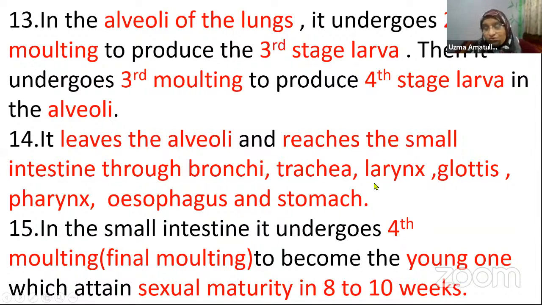Now it is changing the route. From the respiratory tract, it is entering into the digestive tract. Here, from the glottis into the pharynx, from the pharynx to the esophagus and stomach. So it is making a U-turn and then it is coming back to the stomach. From the stomach, it will enter into the small intestine. In the small intestine, it undergoes fourth molting. That is the final molting to become the young one, which attains sexual maturity in 8 to 10 weeks. 8 to 10 weeks means approximately 2.5 months.